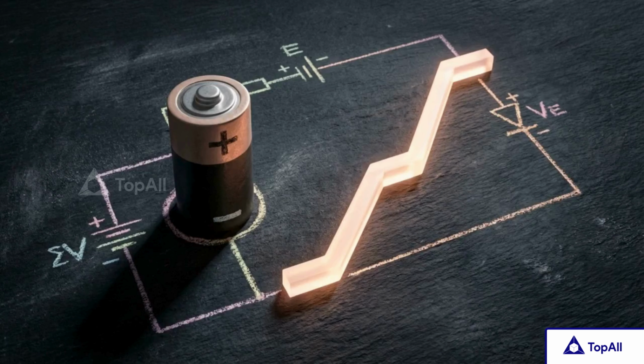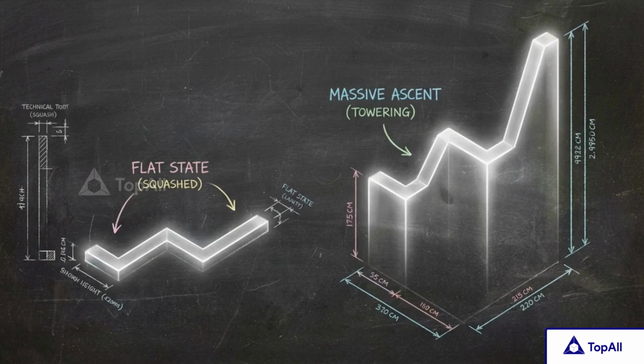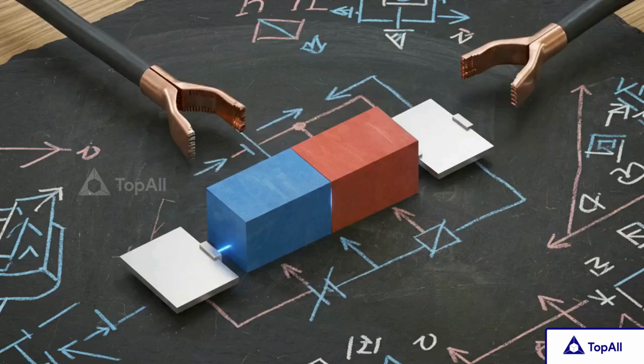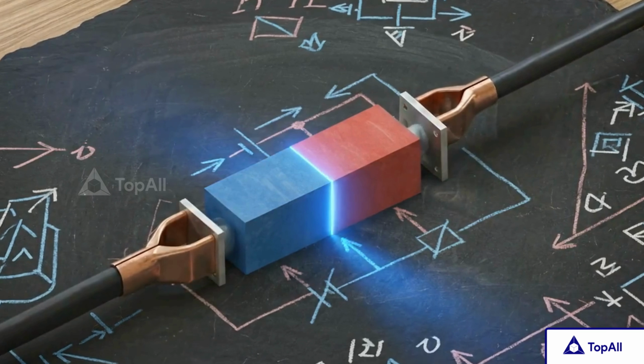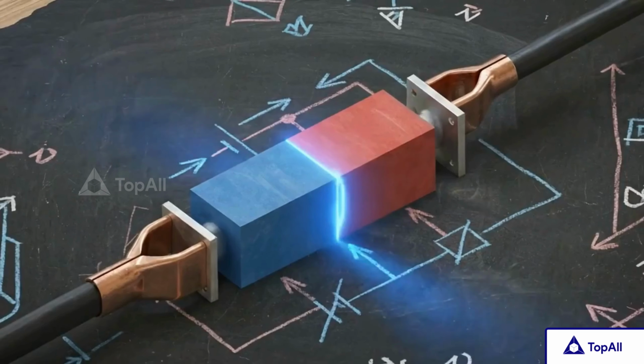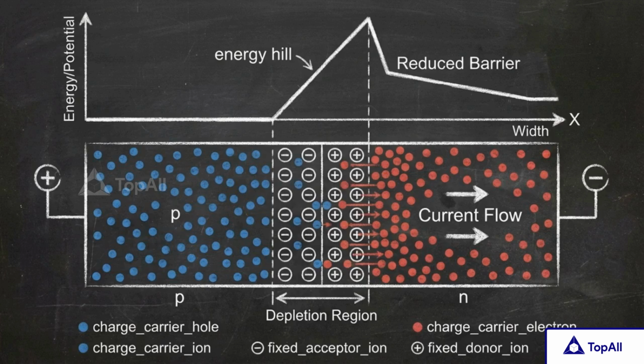To get electricity moving again, an external power source, like a battery, has to either flatten that hill or build it up higher. If you connect the positive terminal of a battery to the p side and the negative terminal to the n side, you apply forward bias. The battery's external voltage opposes the diode's internal electric field. This drops the height of the energy hill and physically narrows the depletion region, allowing a flood of electrons to cross the junction. Current flows freely.